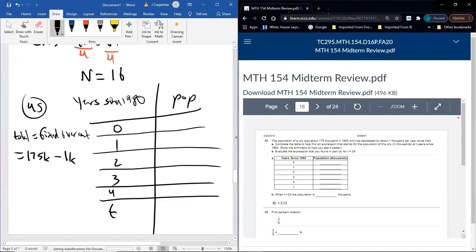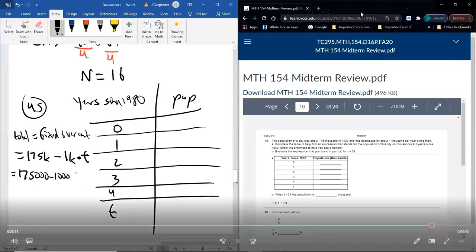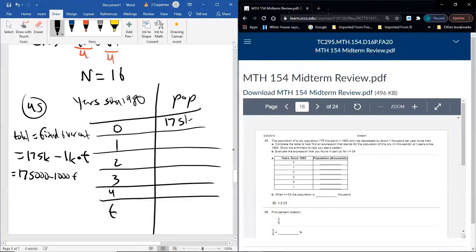Now, I can't just say 1K, because that would just be the total 1 year later. I want to have this represent all years possible. So that's why we said for that variable amount, we need to multiply it by a variable. Now, they are using the letter T for time instead of X. So that is actually our formula, 175,000 minus 1,000T. So the population in year zero is 175K. The population after 1 year is 174K. After 2 years, 173K.